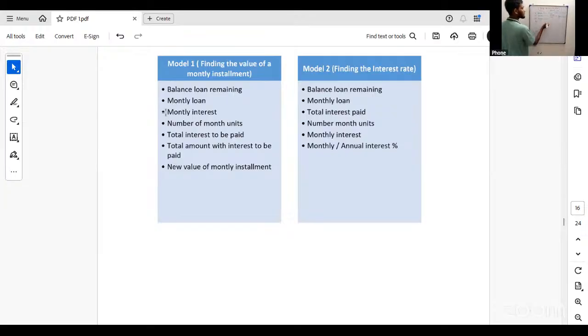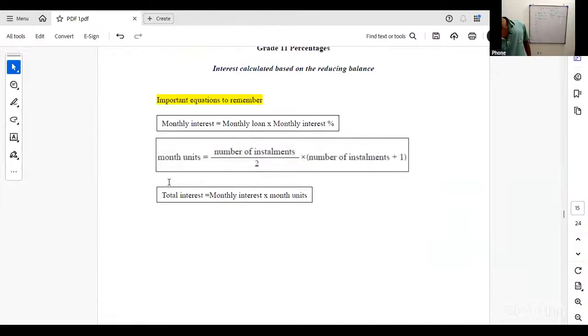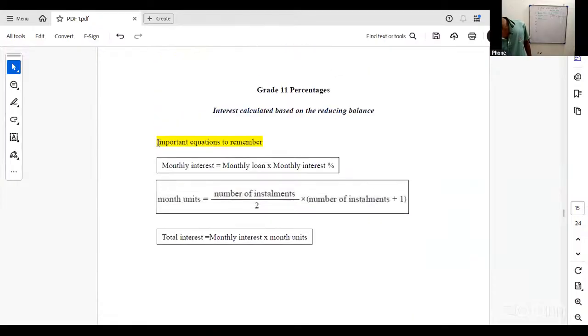We have 3 equations that we saw at first. I have highlighted these 3 important equations. Remember, in this you have the equation of monthly interest. So what's the equation for monthly interest? It is monthly loan times monthly interest percentage. Monthly loan into the monthly interest percentage.